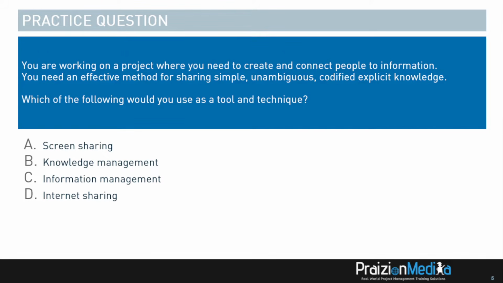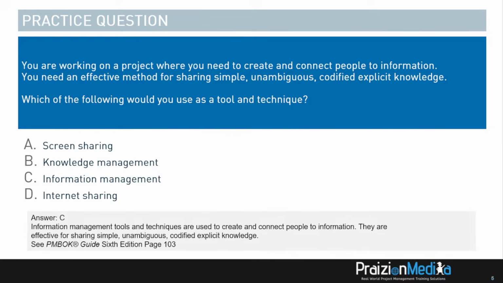You're working on a project where you need to create and connect people to information. You need an effective method for sharing simple, unambiguous, codified, explicit knowledge. Which of the following would you use as a tool and technique? All right. So the answer to this is in the sentence, connect people to information. This is known as information management. When you connect people to library services or repositories to draw the information they need, that is information management.